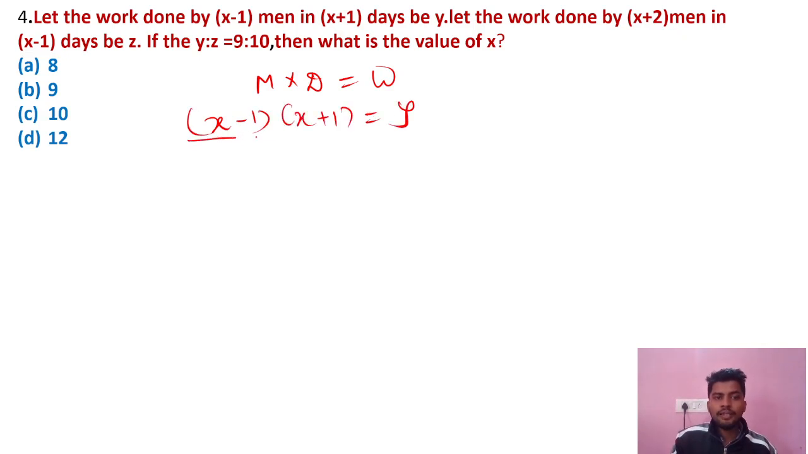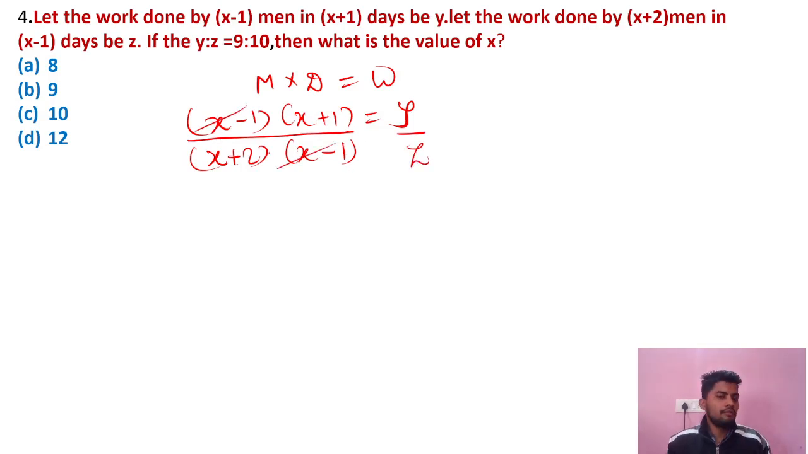y. And when we take the ratio, it would be x plus 2 into x minus 1 by z. Okay. Now we know that x minus 1 will cancel out. It will lead to x plus 1 by x plus 2 is equal to 9 upon 10. So we will cross multiply: 10x minus 9x, that is x. 10 minus 10, and here is 18. 18 minus 10 is 8. So what we got? x equals 8 is the correct option. Okay, so this is the way to solve the questions.